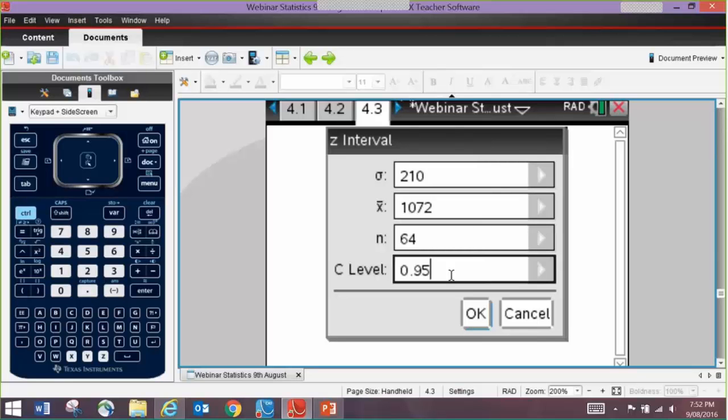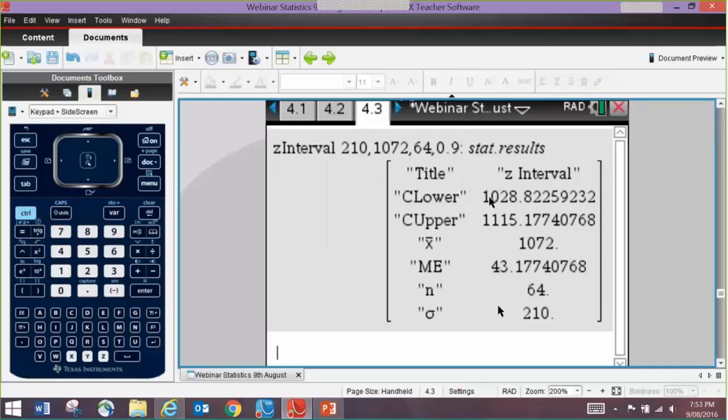Then comes the confidence level. The standard drop-down box will always be a 95% confidence level, so we just need to change that to 90. And up comes the values. So we can see that the 90% confidence interval is between 1,028.8 and 1,115.2 approximately. So this is not the probability that the population mean lies between these two values being 0.9.